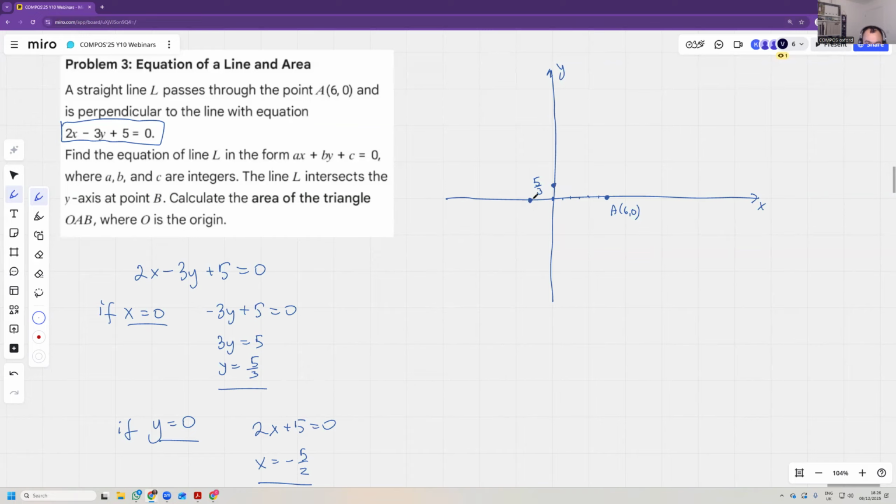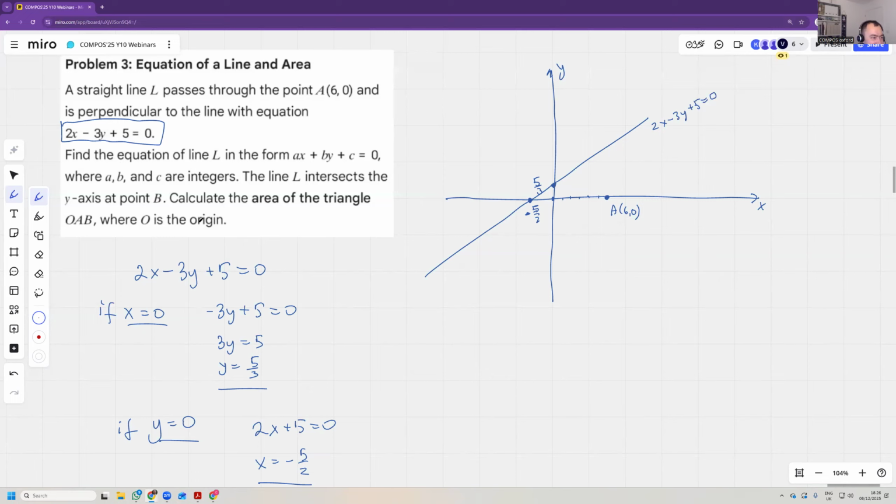So this straight line goes like this. Rather than trying to rearrange it and find y, we just find 2 points. Any random 2 points. Well, I've used the easiest ones, right? I took 0, 0. So this is minus 5 over 2. That's a good way of drawing straight lines, especially if it's not given in the standard form. Okay, so this is 2x minus 3y plus 5 equals 0.